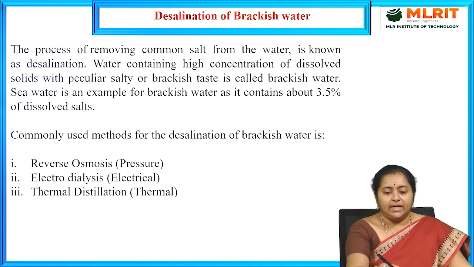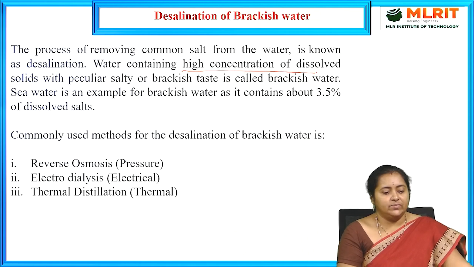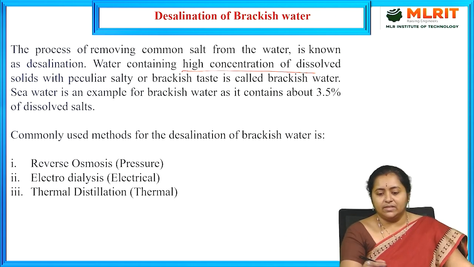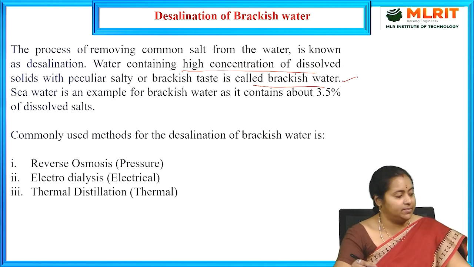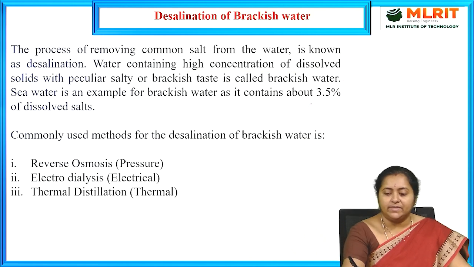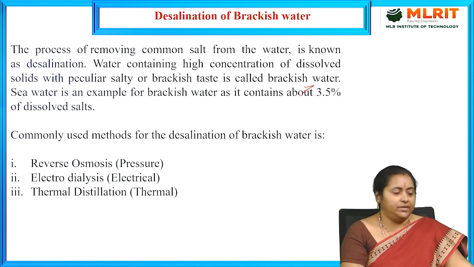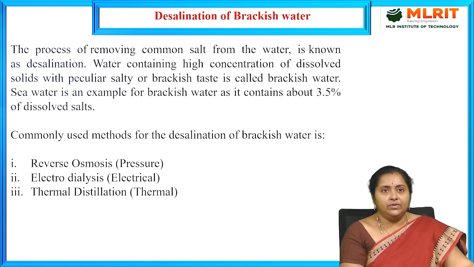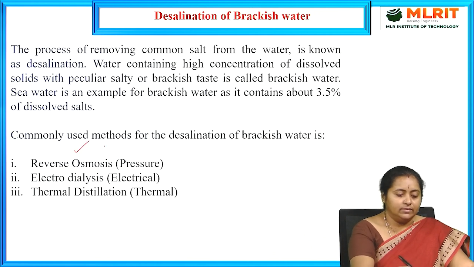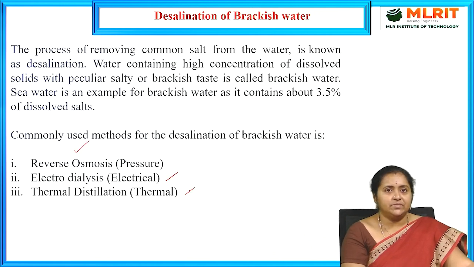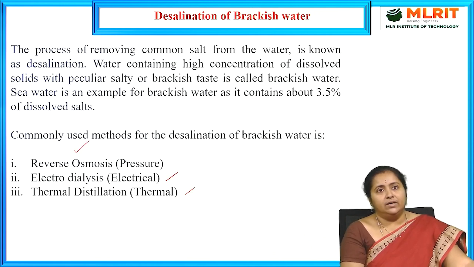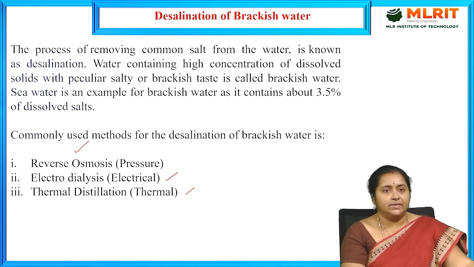So water that contains a high concentration of dissolved salts, with a peculiar salty or brackish taste, is what we call brackish water, as I explained just now. The amount of dissolved salt content should be greater than 3.5%. Generally we use different methods. Here 3 different methods were listed, of which reverse osmosis is in our syllabus. So let us see.